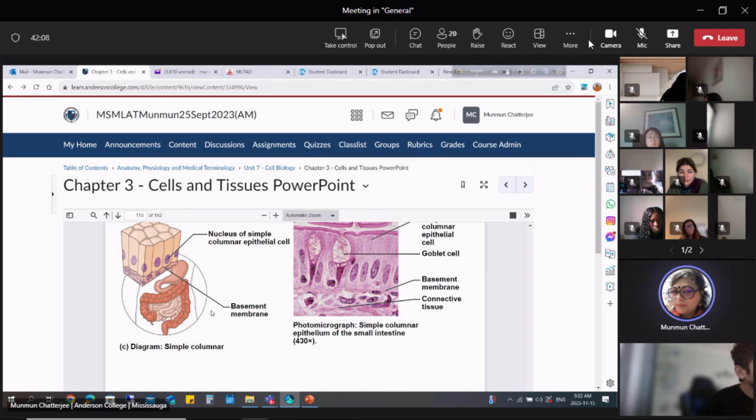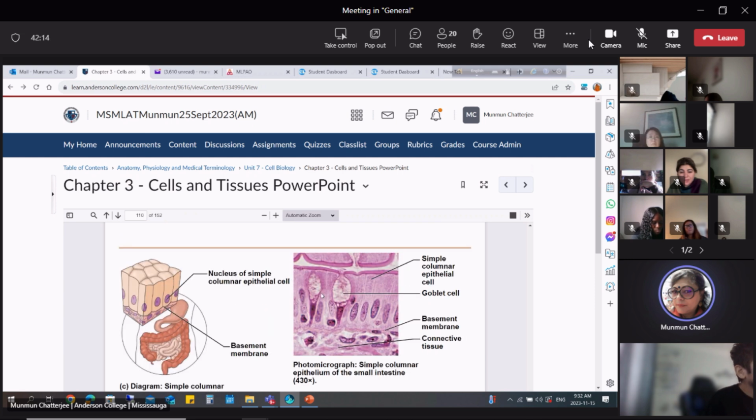So they look like this. You can see they are telling it lines the digestive system. It looks like the digestive system, but how this looks when you do the staining after taking the tissue. So these are the cells. In between are the goblet cells. We do not need to know right now. We are going to learn later. So this is the total simple columnar epithelial cell.